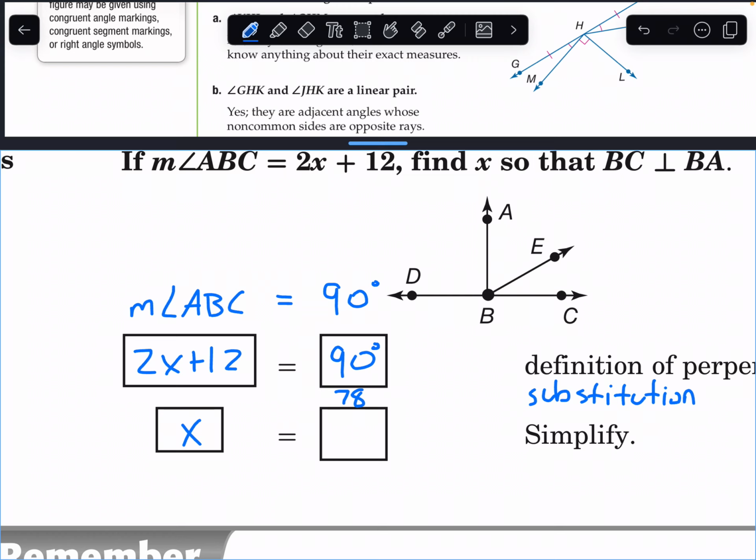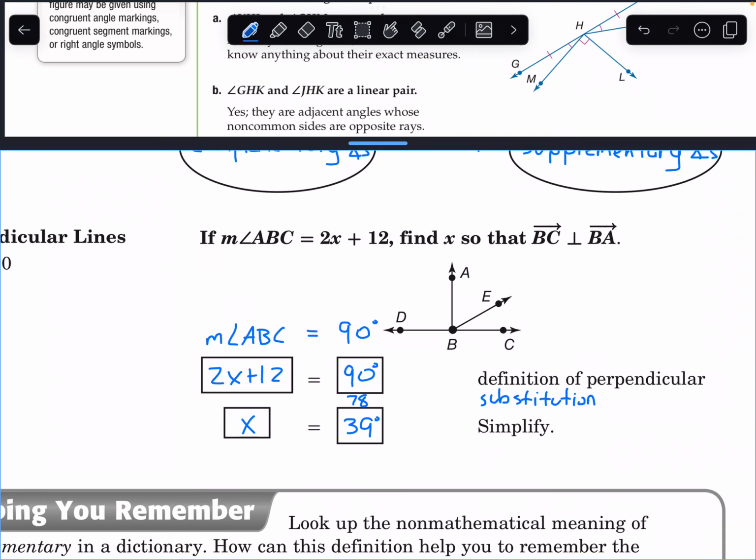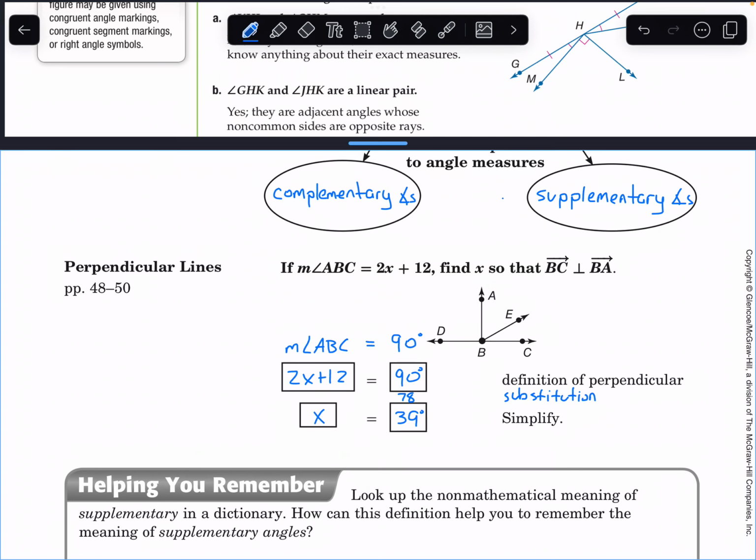Half of 70 is 35. Half of 8 is 4. 35 plus 4 is 39. So x will be 39 degrees. Okay, that wasn't too bad.